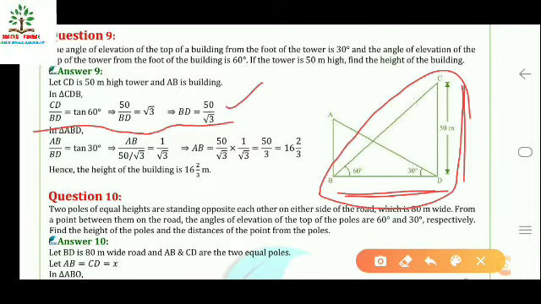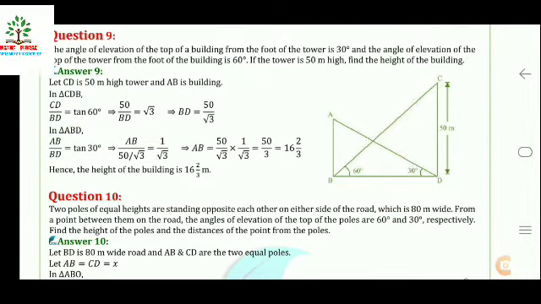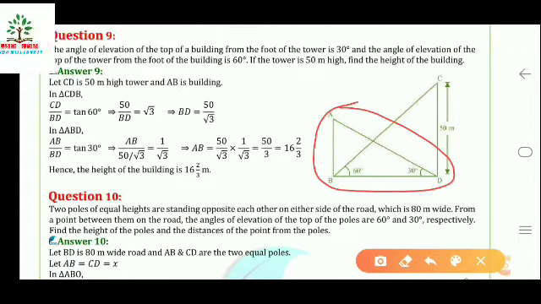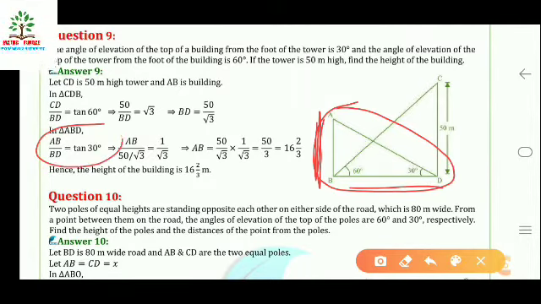Then in the second part, now we'll take which triangle? Now we'll take this triangle, that is ABD. In this right angle triangle, again we have to find AB. So we'll take perpendicular upon base is equal to tan 30. So this is AB over BD is equal to tan 30. So we have here AB over 50 upon root 3 is equal to 1 over root 3.